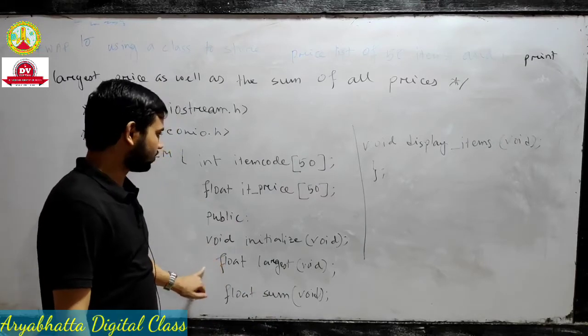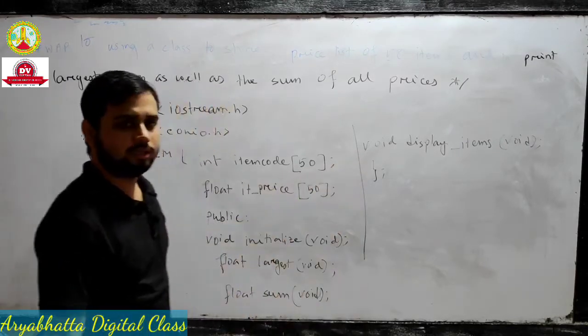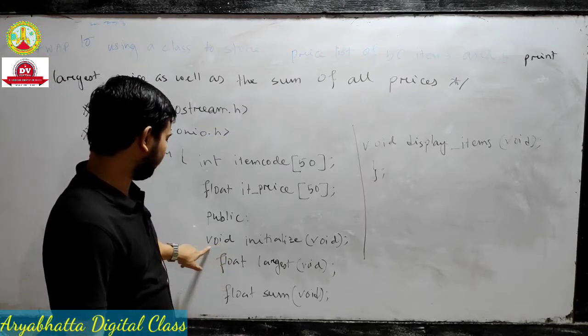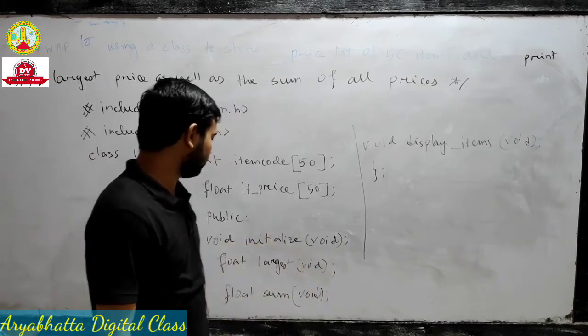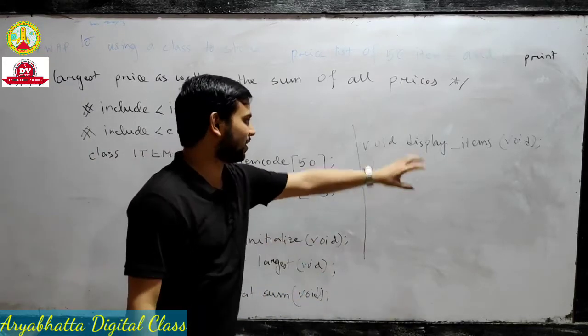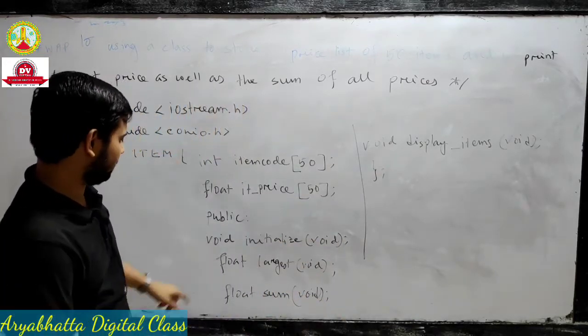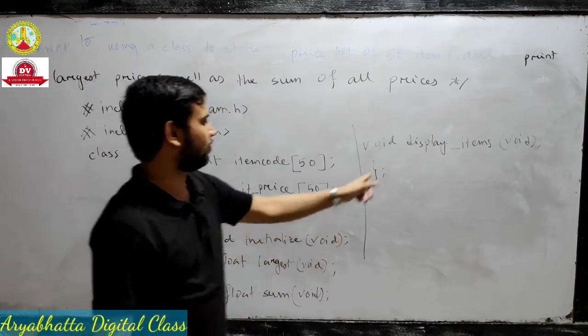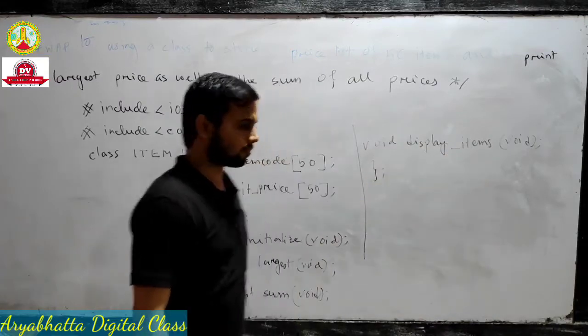Okay, and these four are called member functions. Member functions are where we take void initialize. This is for input. This is for largest. This is called parameter; some parameters will be defined in a later part. Void initialize, float largest, float sum, and void display underscore item.